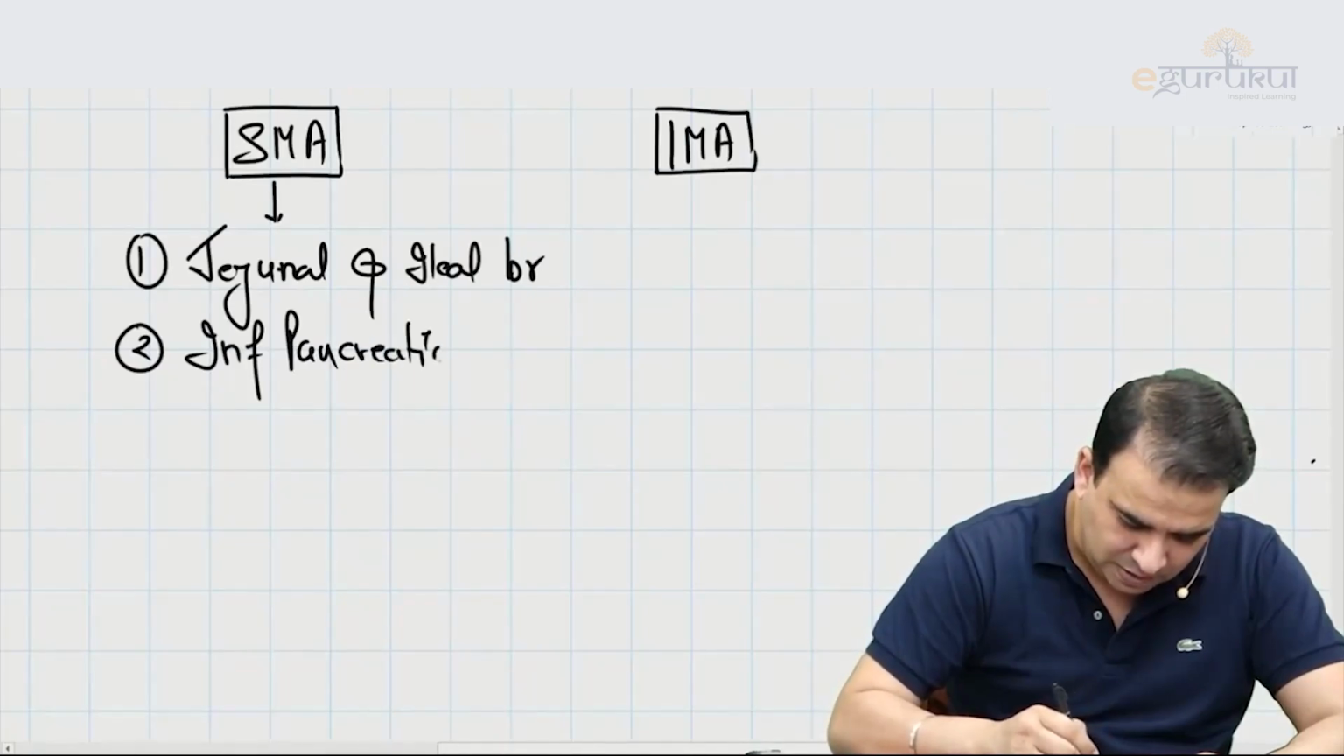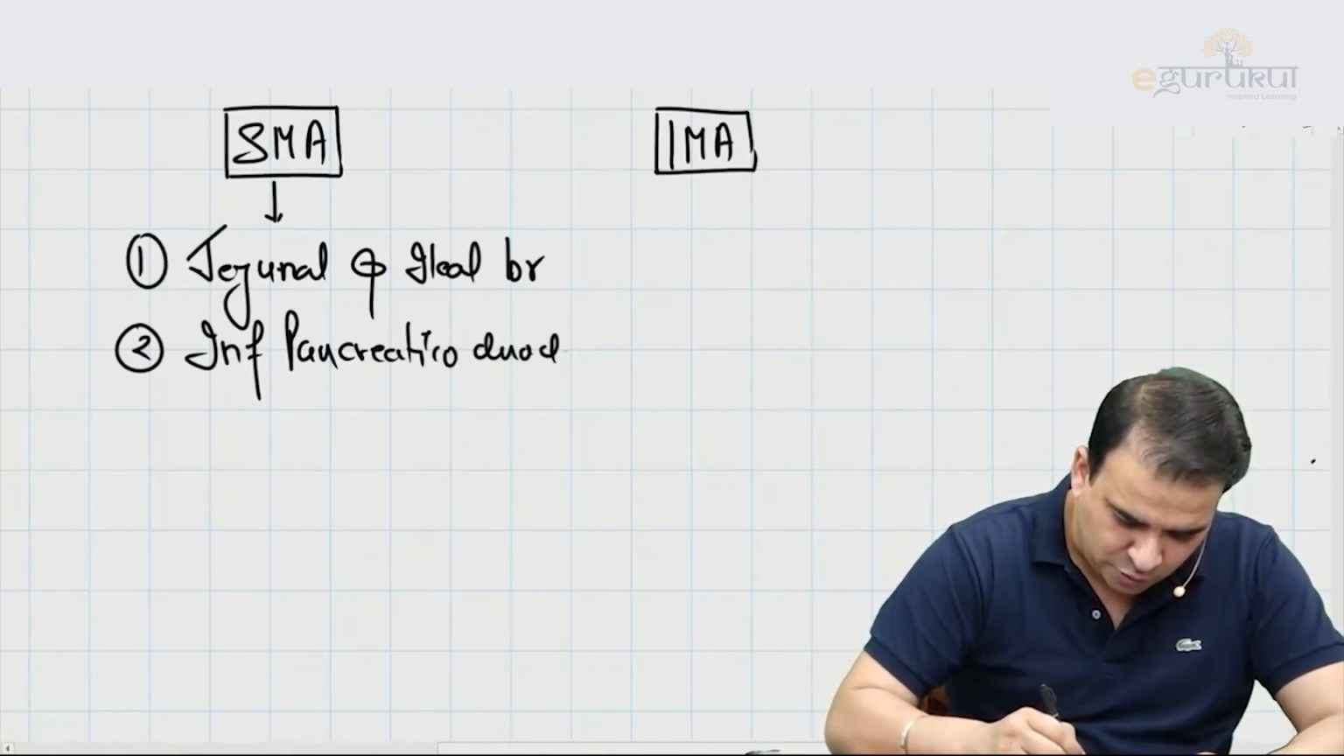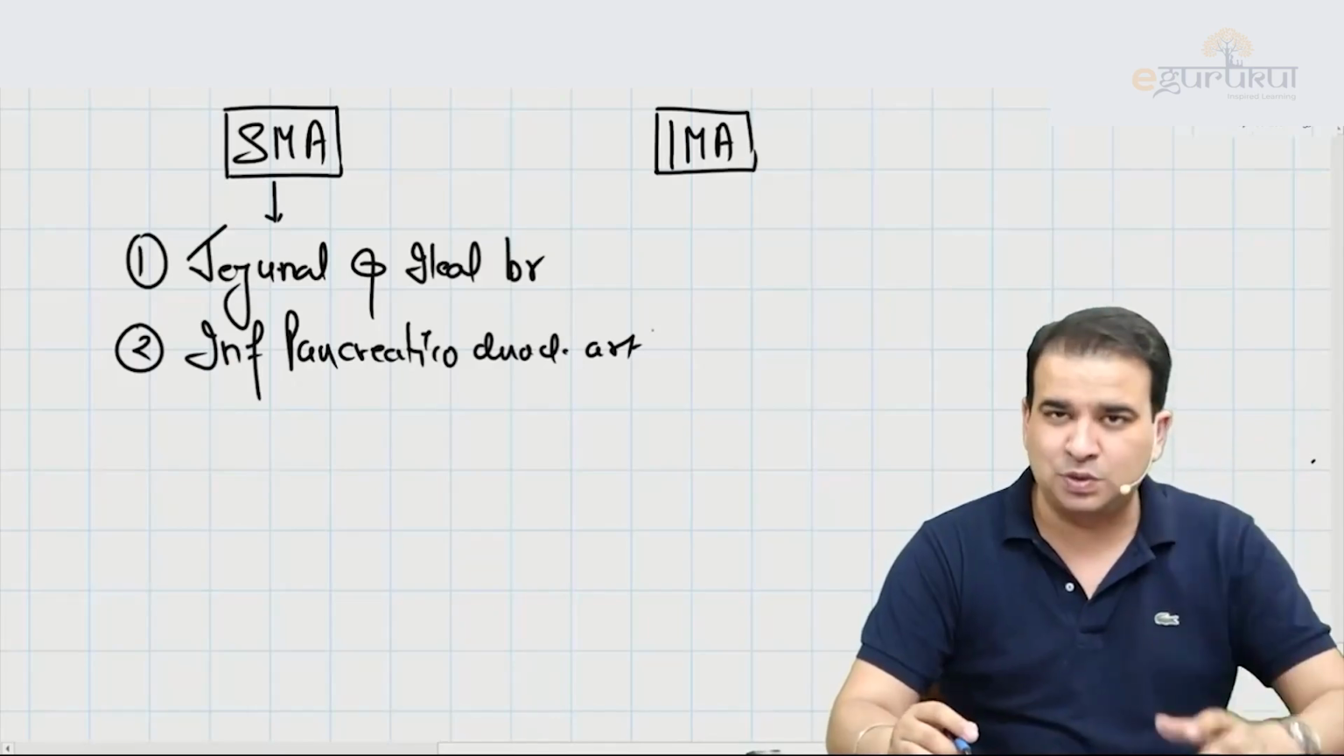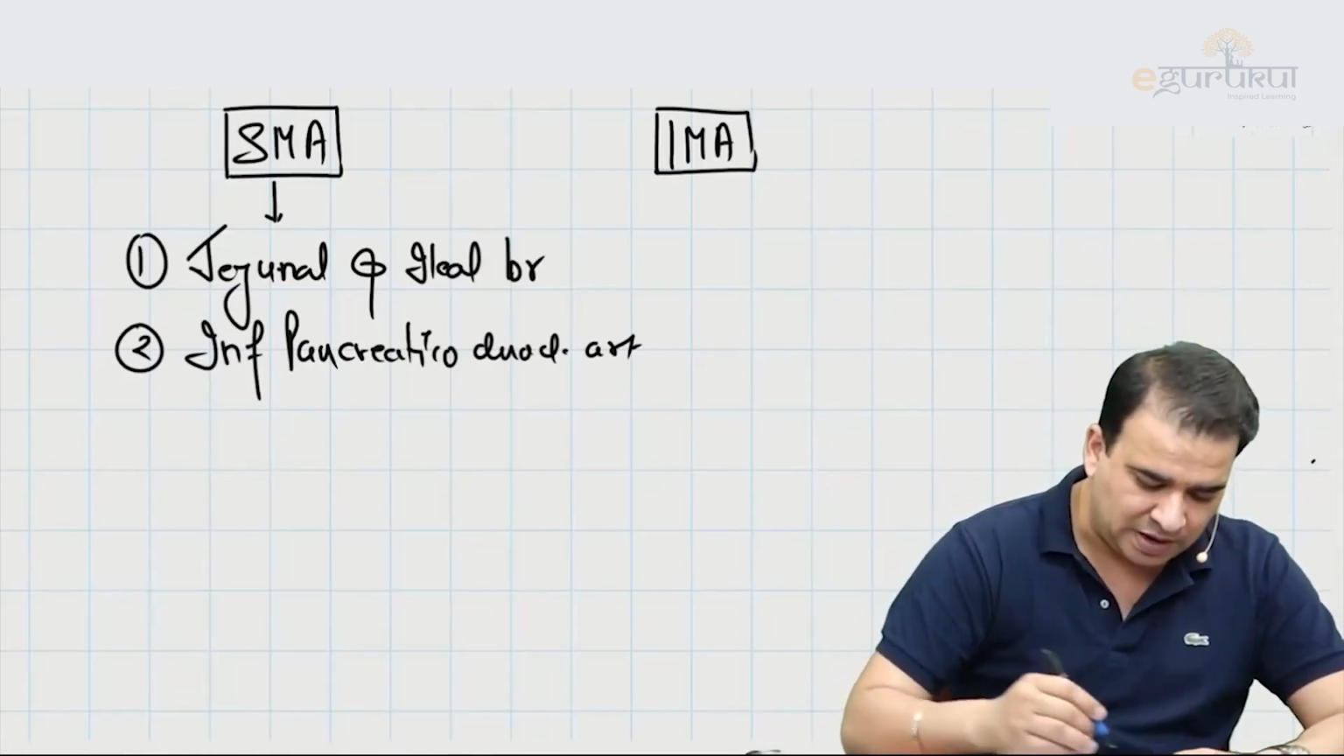That is inferior pancreaticoduodenal artery. This will also divide usually into two branches and will anastomose with the branches coming from the superior pancreaticoduodenal.